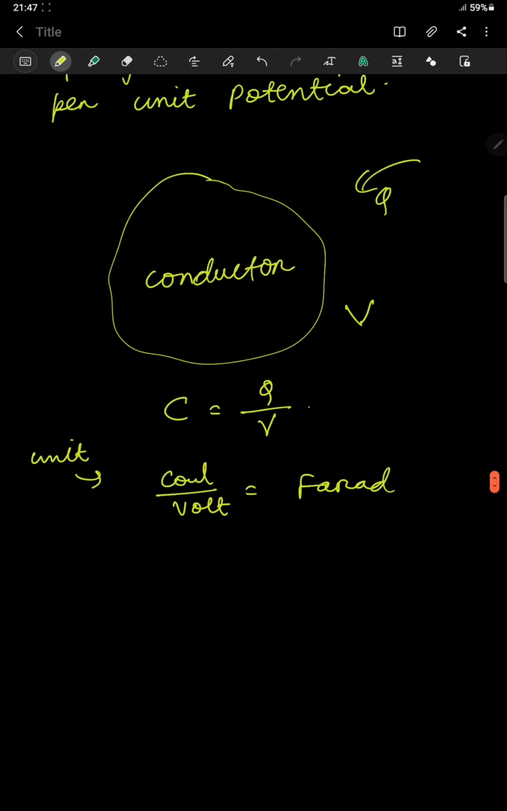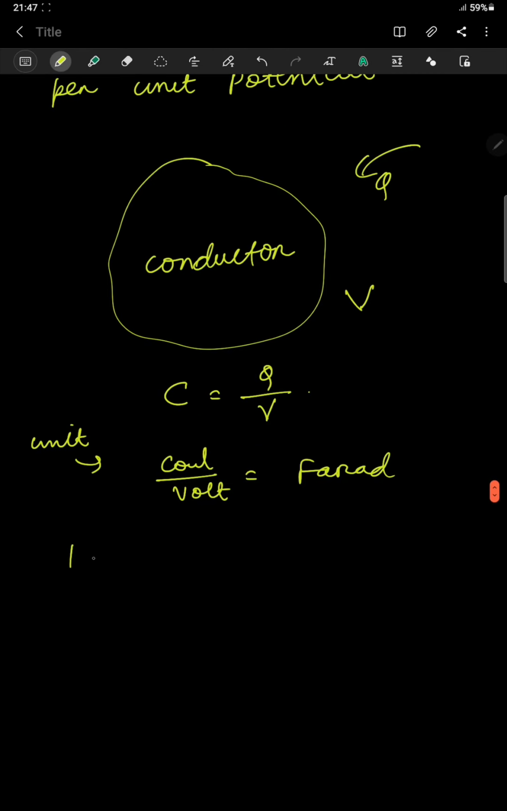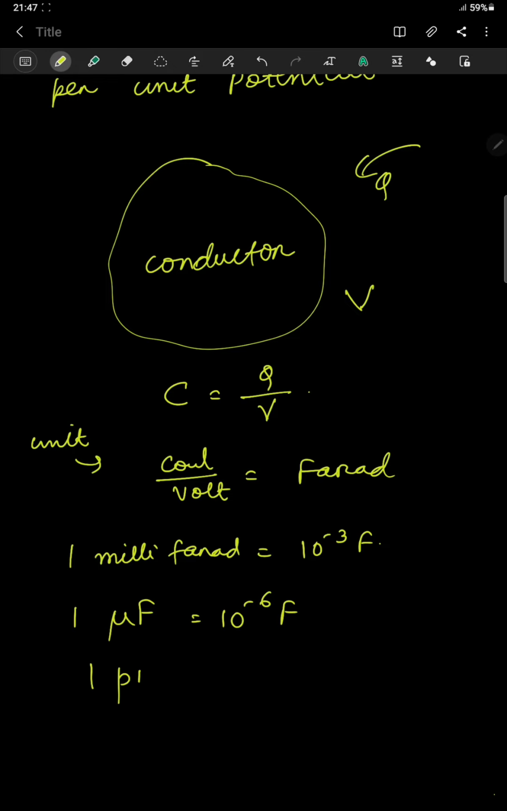And there are many common units which will be required while solving problems. 1 millifarad will be equal to 10 to the power minus 3 farad. Okay, then you should also understand 1 microfarad. Micro is represented by mu. 1 microfarad is 10 to the power minus 6 farad, and 1 picofarad, small pf, that means picofarad. Pico is 10 to the power minus 12 farad.